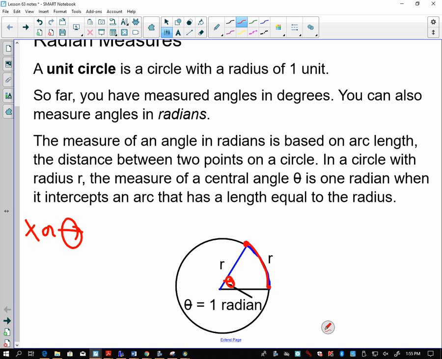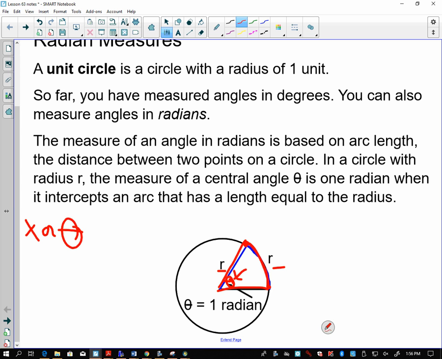All right, so in a circle with a radius of r, the measure of a central angle theta is 1 radian when it intercepts an arc that has a length equal to that radius. So if the length from here to here is the same as the distance from here to here, what we're saying is that this angle measure here is 1 radian. I know we're going to get into it later, but I sense some hesitation. I don't understand what radians are.